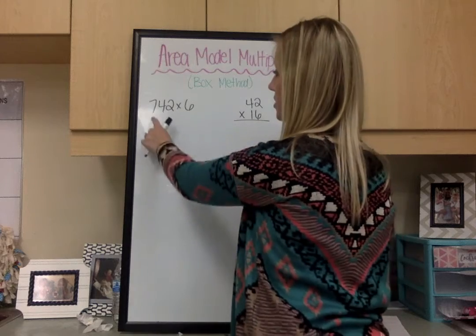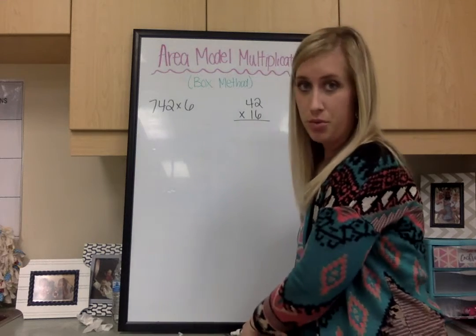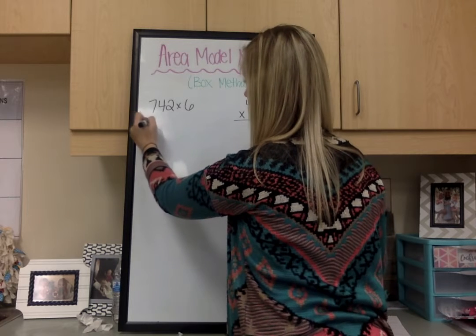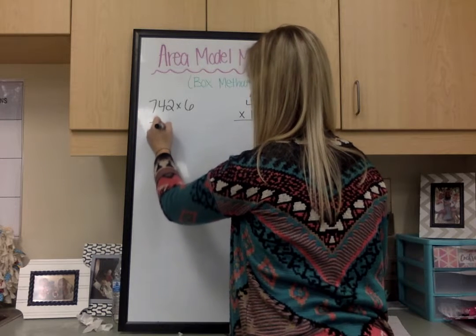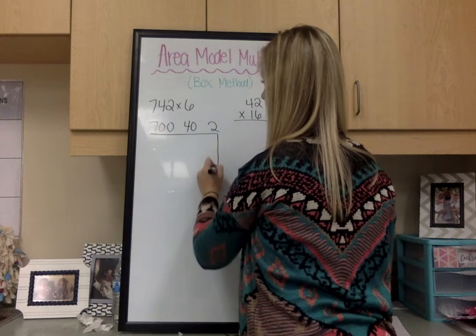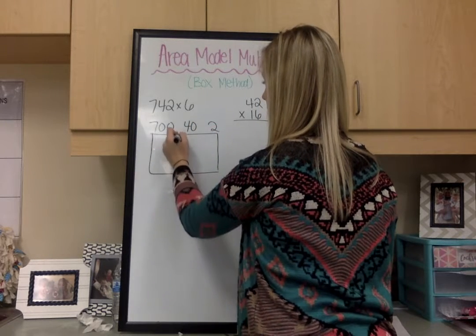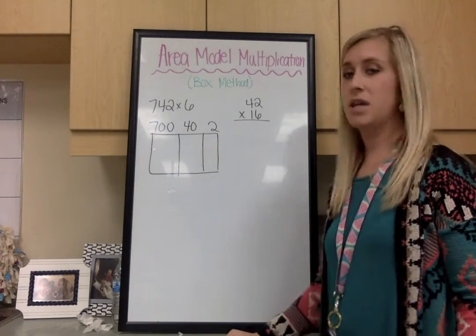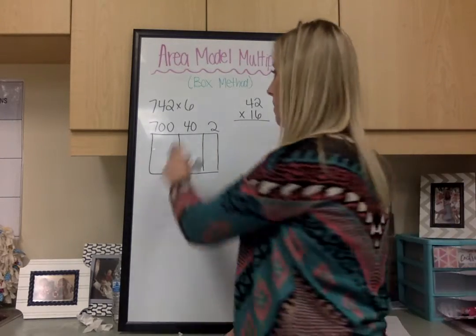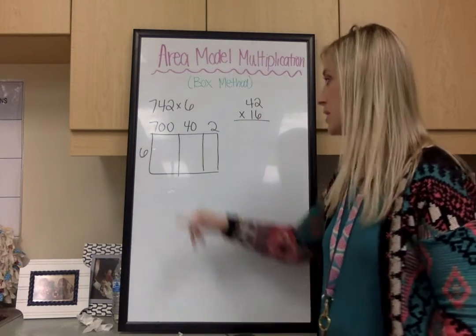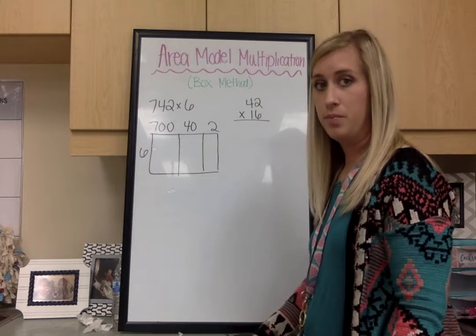The first thing I need to do is look at my digit that is 3 digits. I know that I can break that up into expanded form. When I do that, I have 700, 40, and 2. I'm going to then make a box for each of those values. So I have 3 boxes because I have a 3-digit number. My 6 then is going to go on the outside. It is a 1-digit number, that's why I only have 1 row.